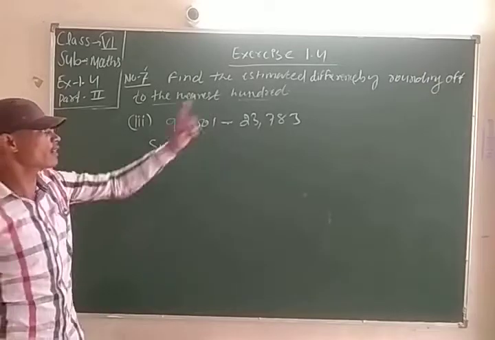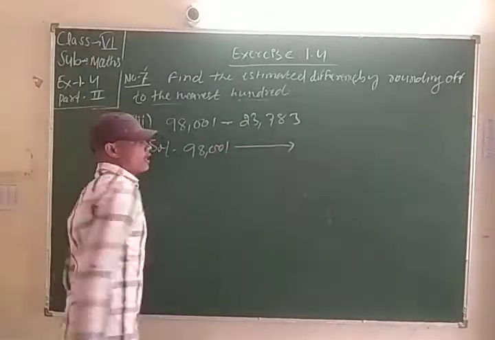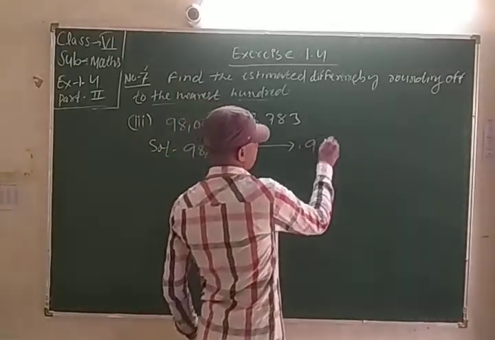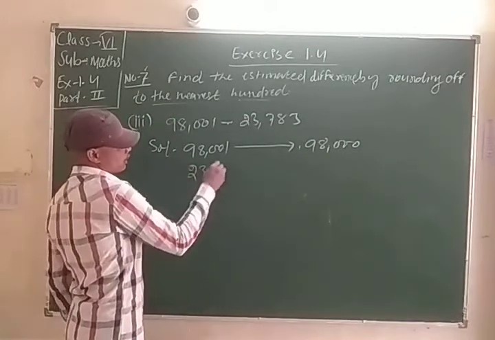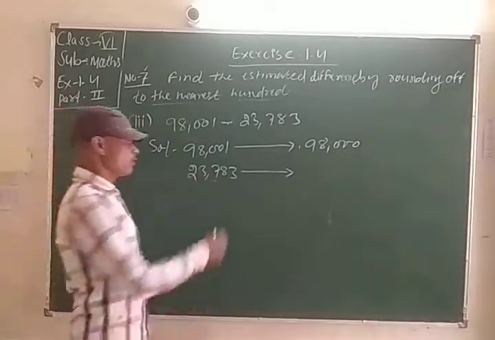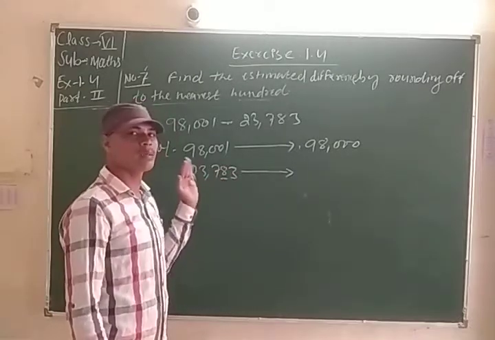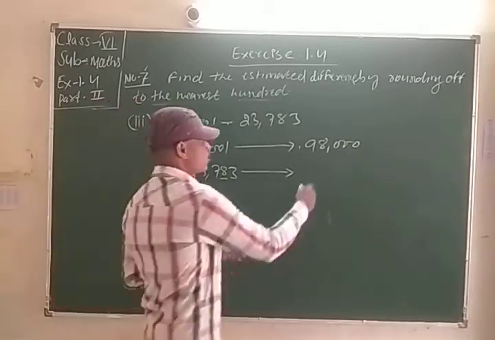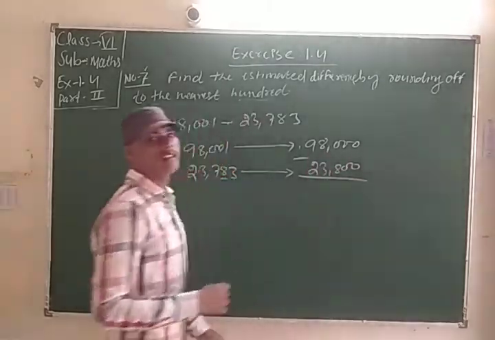First we round to the nearest 100. 98,001 is rounded off. Here the 10s place is 0, so it should be 98,000. Now 23,783 is rounded up. When we round up, the 10s place is 8, so it is more than 5. So what do we do here? We change the 100s place. It is near to 800, so the answer is 23,800. Now we can find their difference.